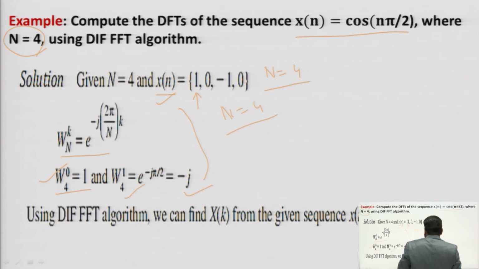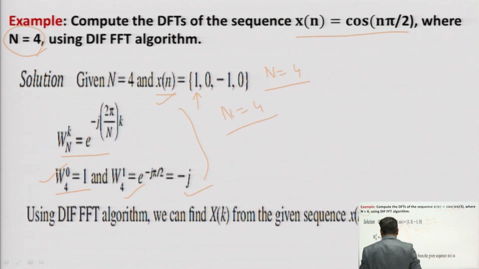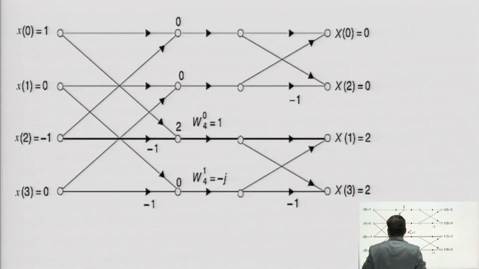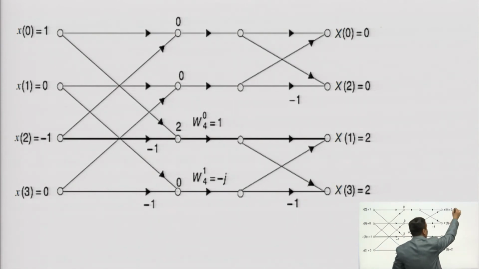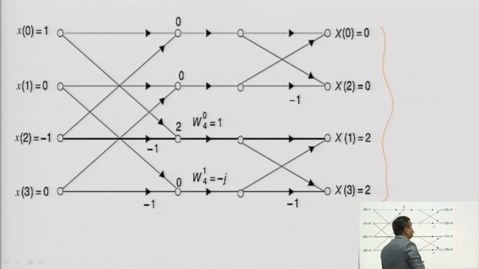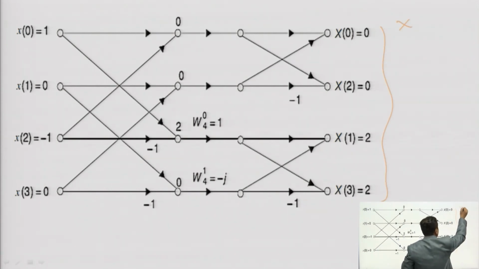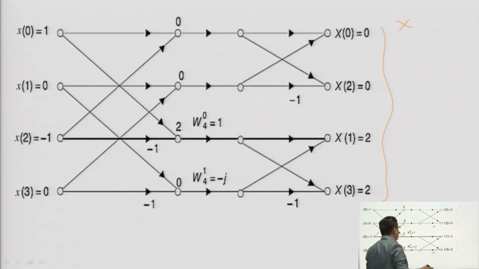And W4^0 is obviously 1, and W4^1 is equal to minus j. Okay. So, you can solve this question similarly. Here in DFT, it means you are splitting your frequency domain. So, you have here 4 points: x0, x2, x1, x3, which you are dividing here.